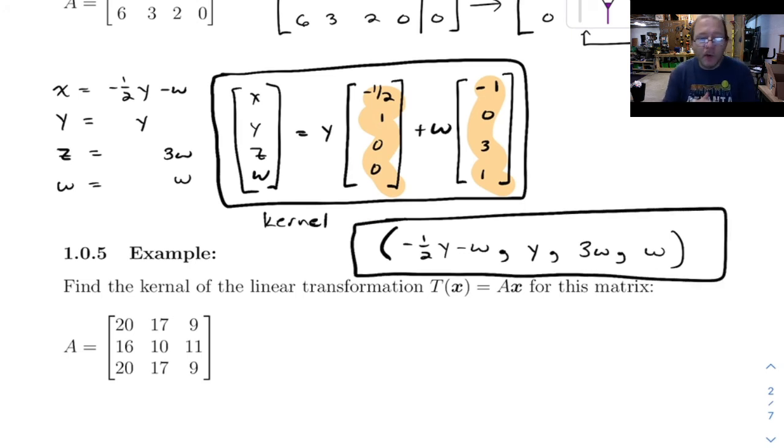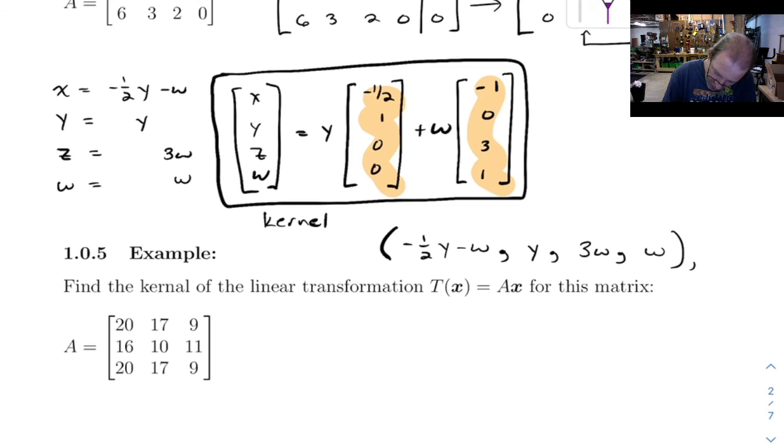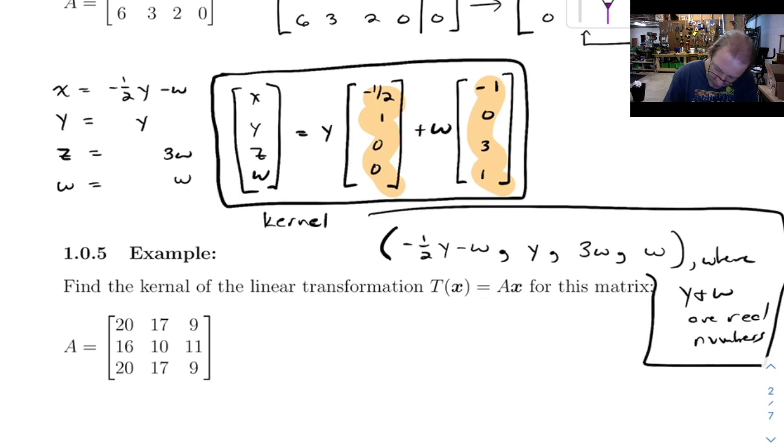And not only that, they go in and replace the Y's and W's with S's and T's, which really makes no difference because all it's doing is renaming the vectors. But they'll write it out like this, where Y and W are any real numbers. So either one of those ways is perfectly acceptable for writing out your answer.